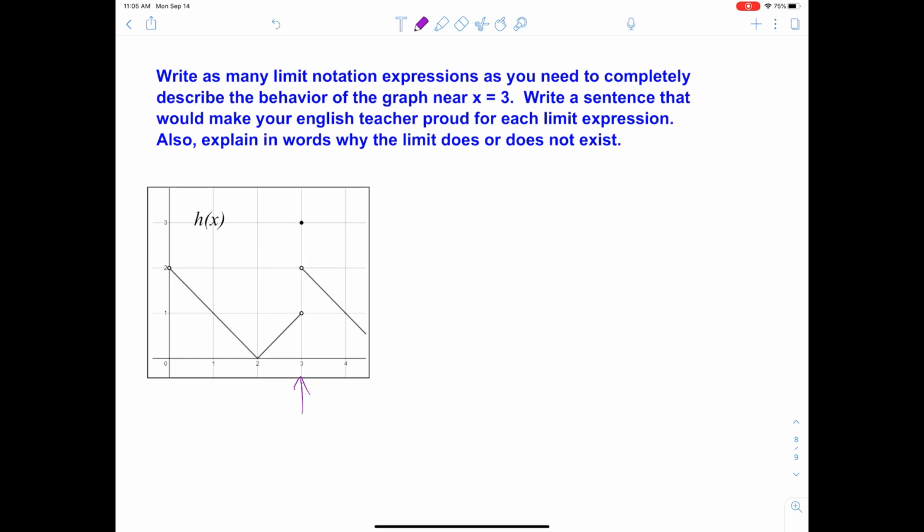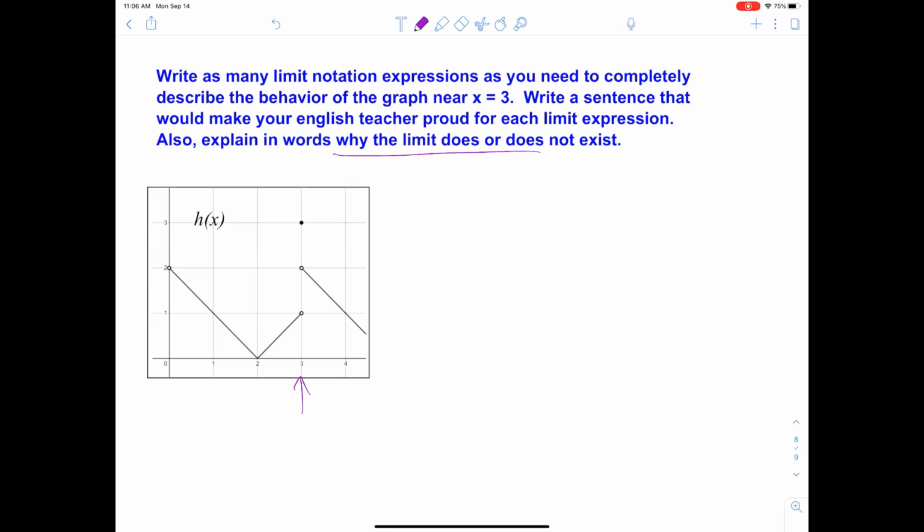Every time I write a limit statement, I also want to back that up with a verbal statement that basically says the same thing. And I also want to explain why the limit does or does not exist as we approach an x value of 3. So why don't you pause the video right here and see if you can write down some mathematic notation to describe the behavior of the function near an x value of 3. And I'll give you a hint. I used 4 expressions.